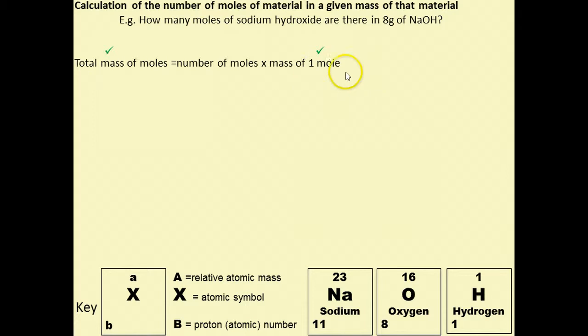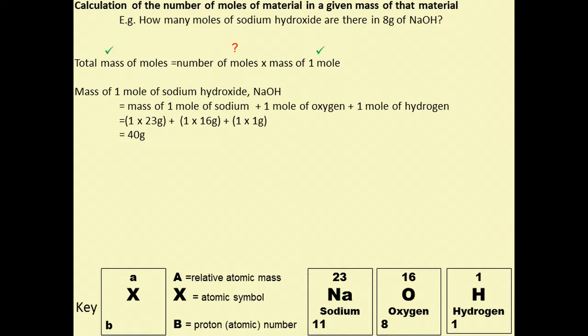Starting off with working out the mass of 1 mole of sodium hydroxide, we can find the mass of 1 mole of sodium hydroxide is 40 grams. We can now rearrange the equation to say that the number of moles is equal to the total mass of moles divided by the mass of 1 mole. To achieve this, I've divided both sides of the equation by the mass of 1 mole. And obviously, if we have mass of 1 mole divided by the mass of 1 mole, it cancels out to give us 1. We now plug the values into our equation here. So 8 grams divided by 40, giving us 0.2 moles.